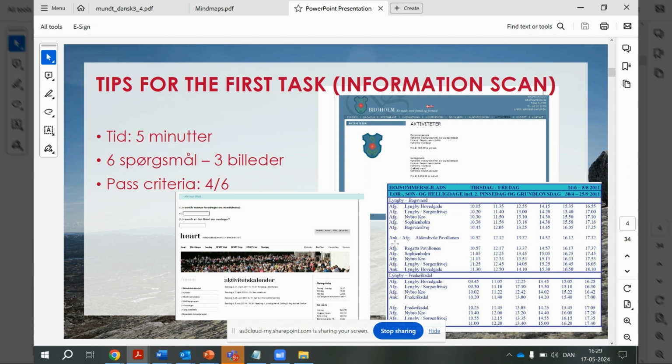First task: it's 5 minutes, 6 questions, 3 pictures. It's almost always a picture of a museum and questions regarding opening hours. The last picture is almost always some kind of timetable where you have to look up the departure times or arrival times of a ferry or a bus service.